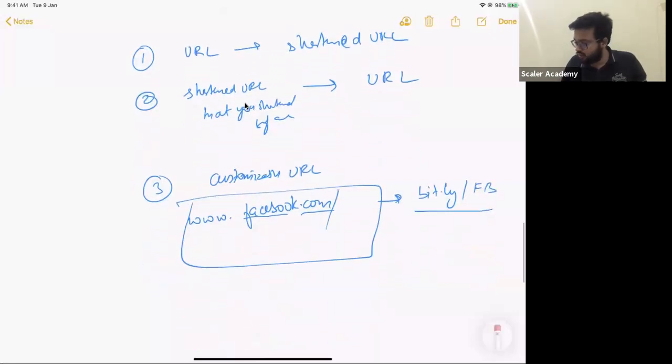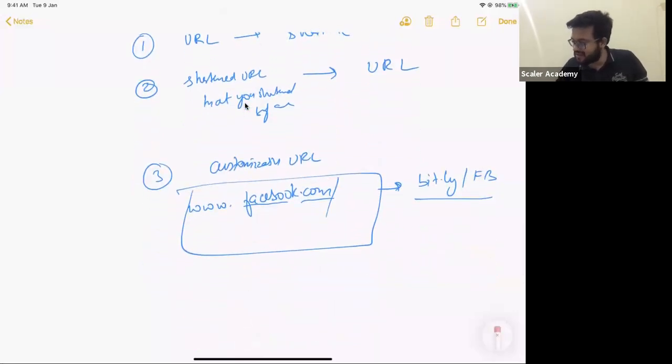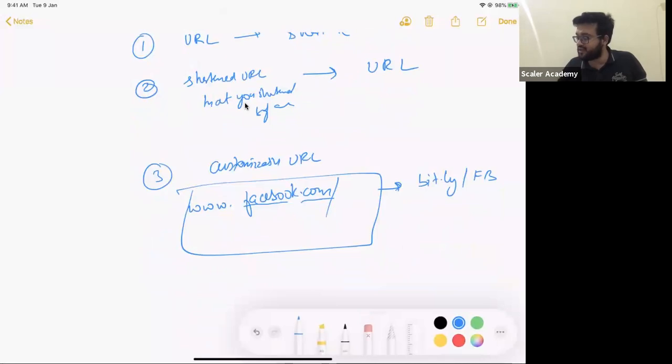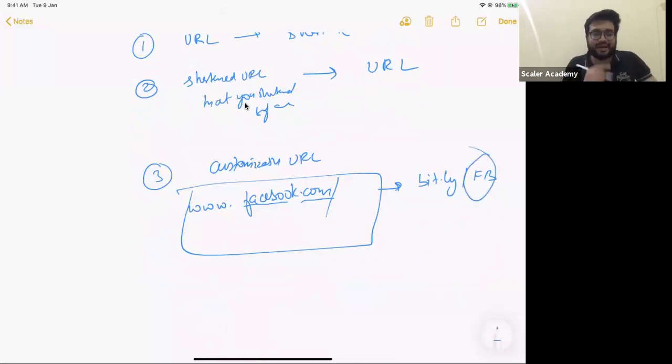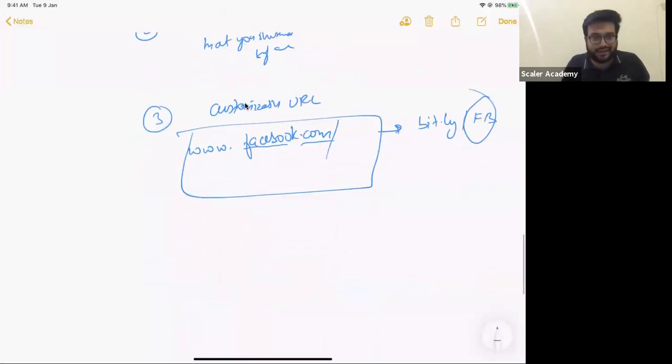So this FB is not a random hash that you are generating. This FB is a customizable thing that you yourself provided to the service to use. So this can be another feature, customizable URL. Then what else? Responsive URL. What does that mean, Chauhan Prithvi?